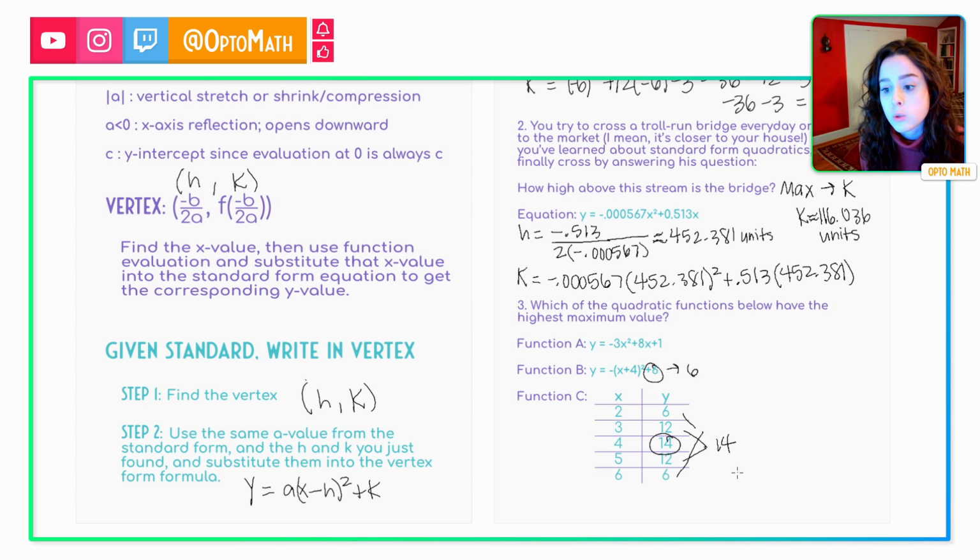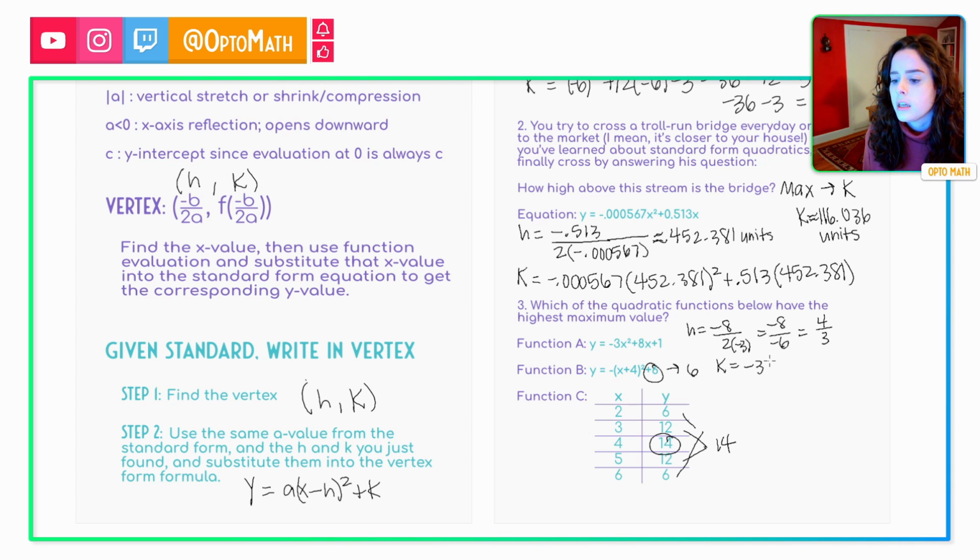So far function c is winning for the highest maximum, but we want to make sure that function a does not beat that. One way you could do this is you could type this in Desmos and click at the max, and you could see if it's higher than 14 or not. But let's do it by hand just to practice our negative b over 2a skills. So our h is negative 8 divided by 2 times negative 3. And then that's negative 8 divided by negative 6, which is going to be a positive. And if we take out a 2 in each of these to simplify, it's going to be positive 4 over 3, so 4/3. Now let's substitute to find our k.